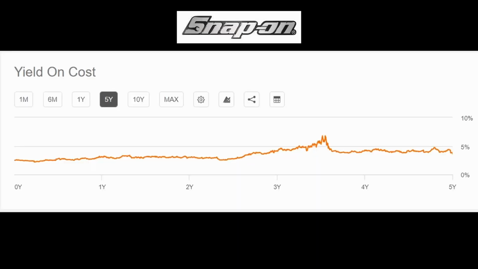If we continue to use Snap-on for our example, the last 5 years shows a fairly consistent dividend yield, but we know that as share price fluctuates, so does yield. So any short-term fluctuations in dividend yield are just a factor of price movement. And looking at Snap-on again, we can see that that yield is pretty flat over time.